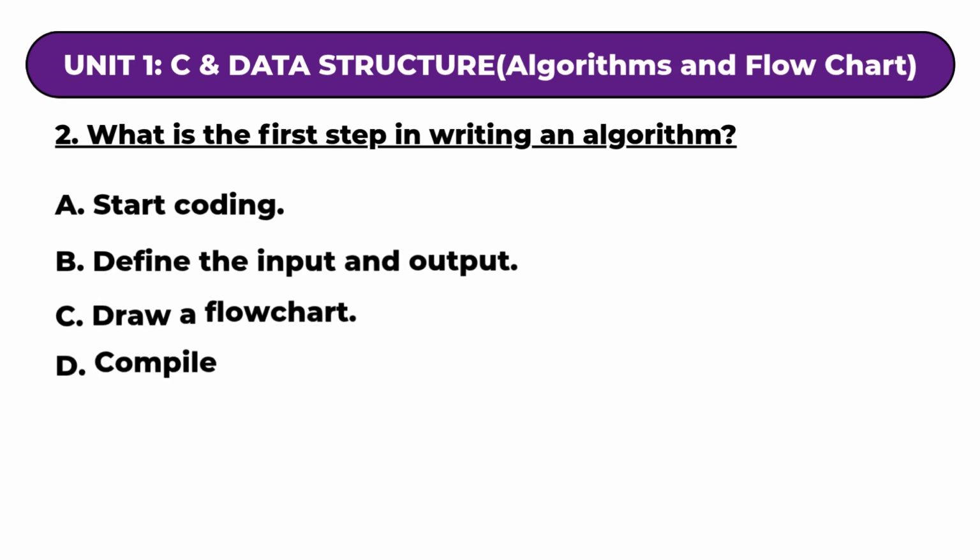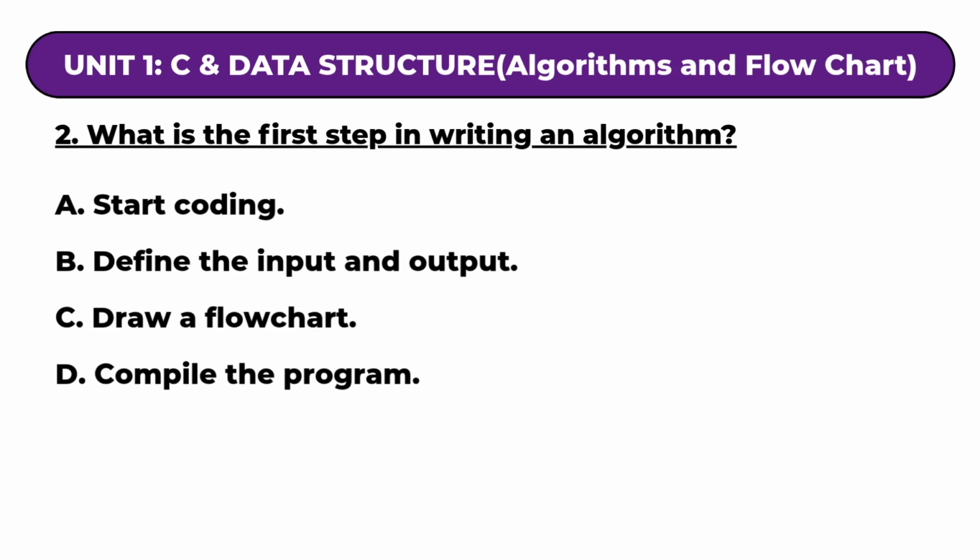What is the first step in writing an algorithm? A, start coding. B, define the input and output. C, draw a flowchart. D, compile the program. Correct answer? B, define the input and output.